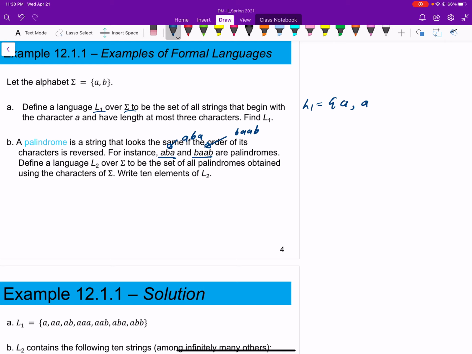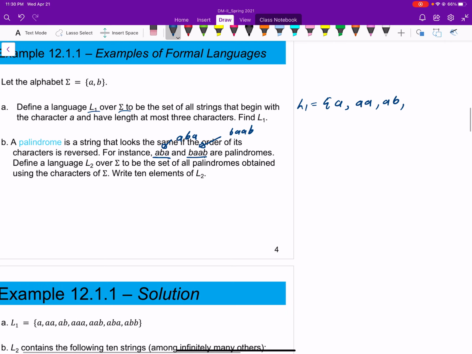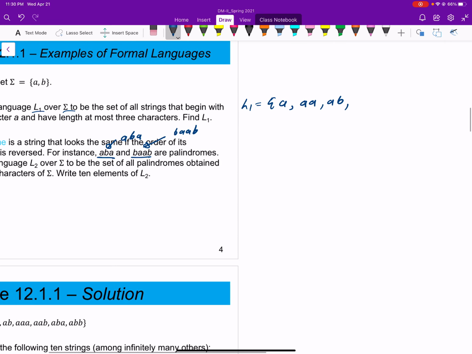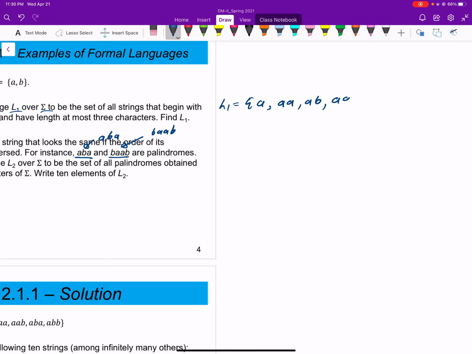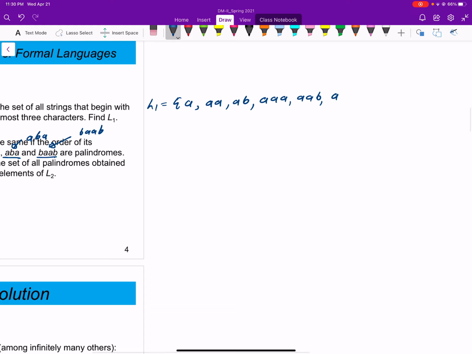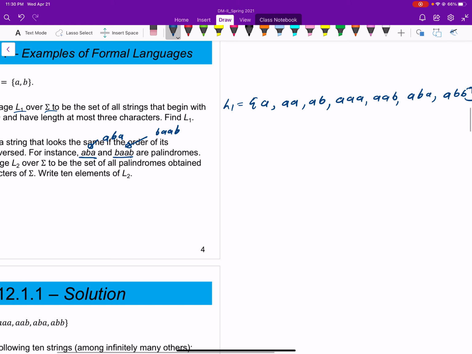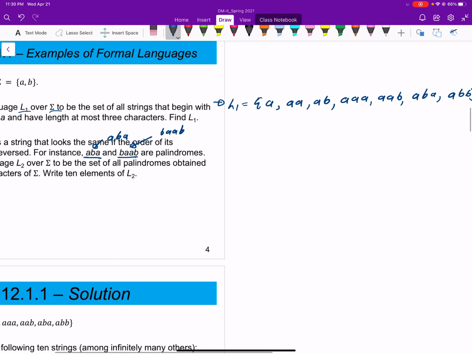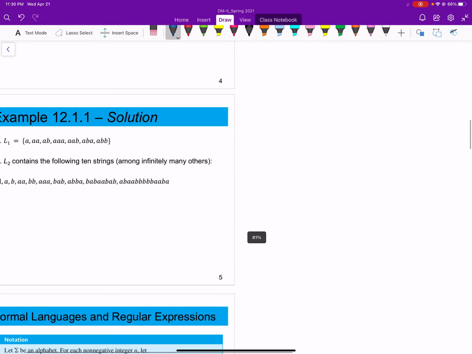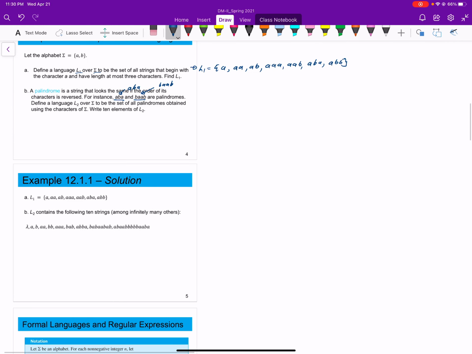Then consider strings with 2 characters. It can be AB. Then consider strings with 3 characters: ABA, and ABB. Okay, so these are the elements in this language. Let's check whether our answer is correct. I have just put the answer here: ABA, like that. This answer is correct.